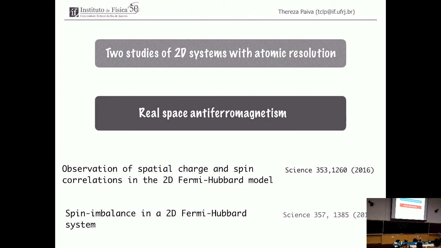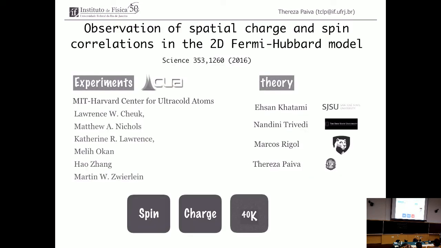Now I will talk about two studies where we have atomic resolution and are looking into antiferromagnetic spin and also charge correlations. I'll start by describing the collaboration with the Zwierlein group, which is done in potassium atoms in 2D, and theory was done in different places: Ehsan in San Jose, Nandini in Ohio, Marcus at Penn State, and me in Rio.